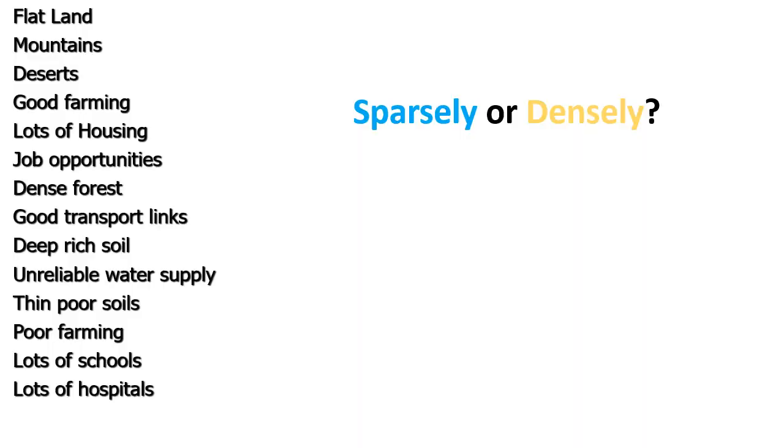So here's a task for you. Some of the reasons why a place might be sparsely populated or densely populated. So we know what each of these areas is, but now do we know why?